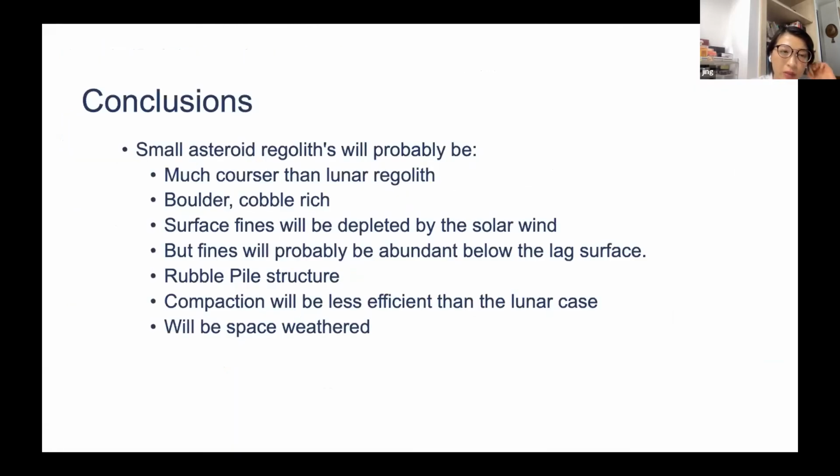Okay, we have some conclusions for small asteroid regoliths. It probably will be much closer than lunar regoliths. Boulder coverage. The surface fines will be depleted by the solar wind, but fine grains can exist below the boulders and the cobbles. It's most NEA rubble piles. There will be space weathering effect on the grain.